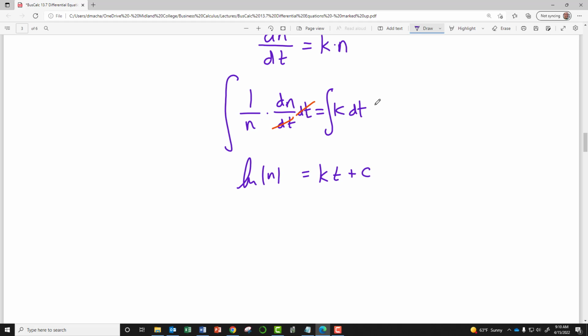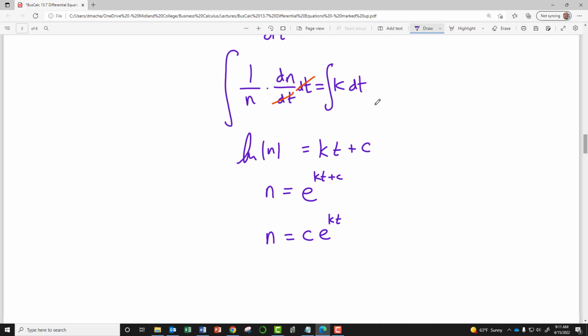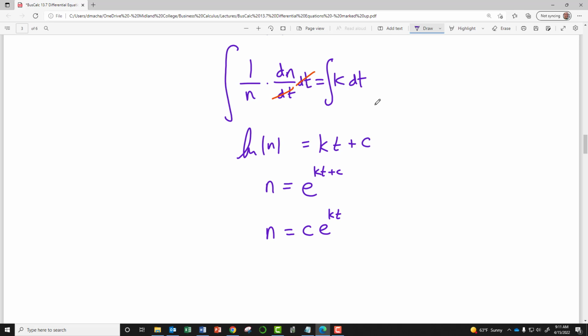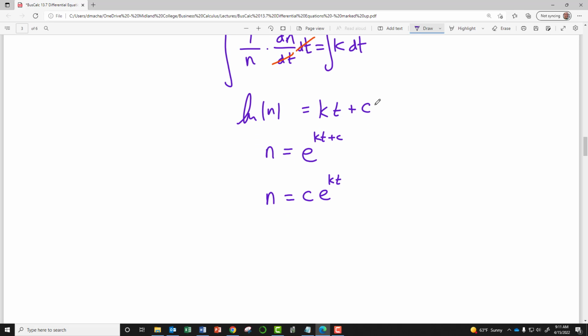Now, to undo the natural logarithm, or the logarithm with base e, I'm going to take the exponent with base e of both sides of my equation, and just like before, I can bring down that C, since it's just an arbitrary constant, and I'll write N equals C times e to the power kt. So what is my C constant?